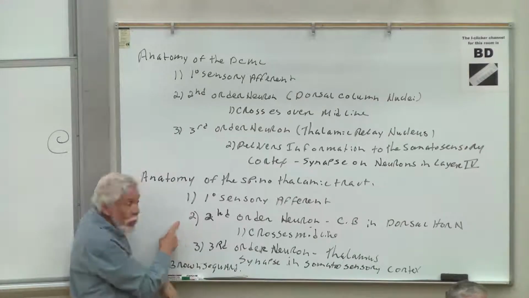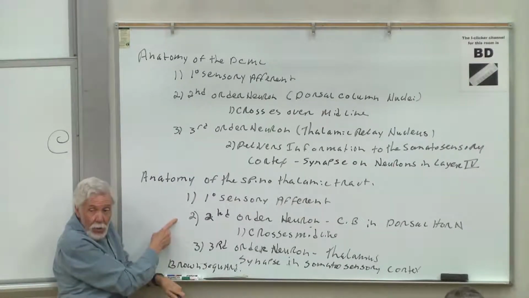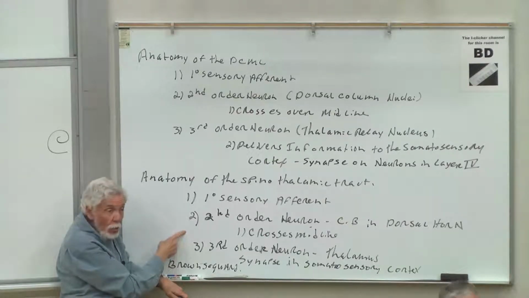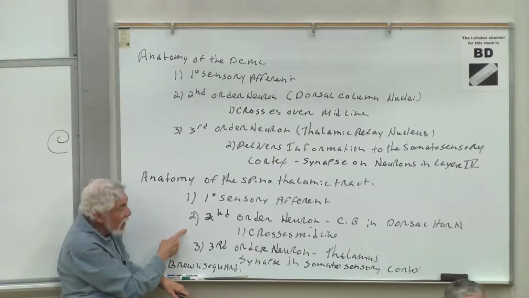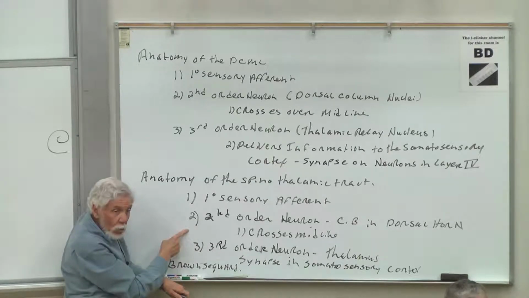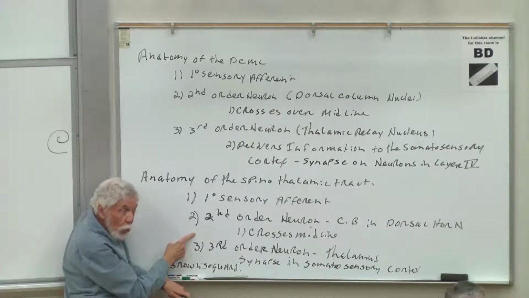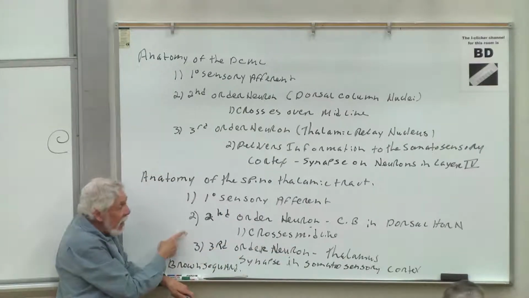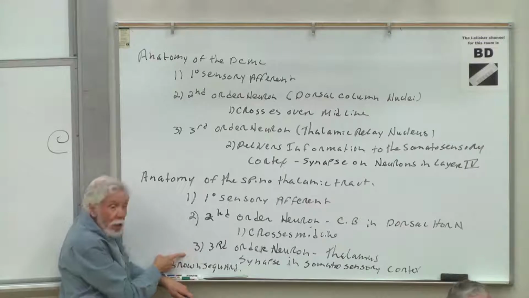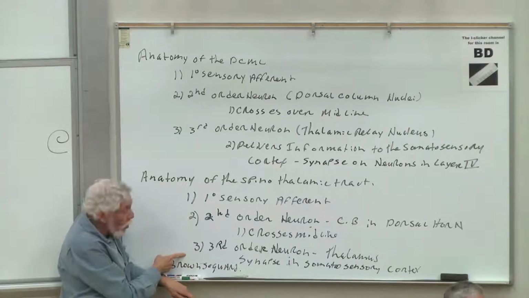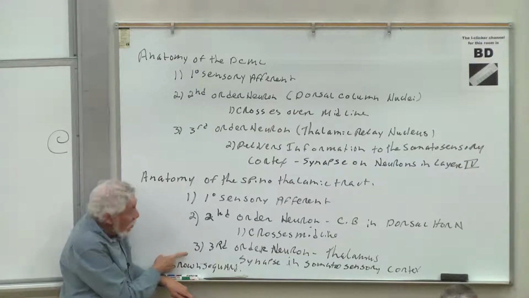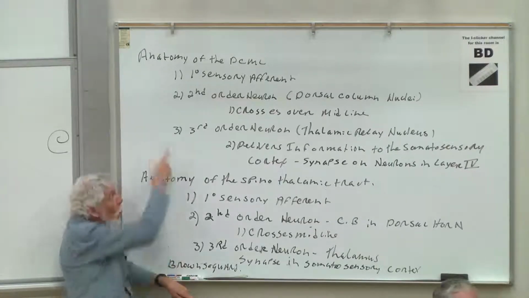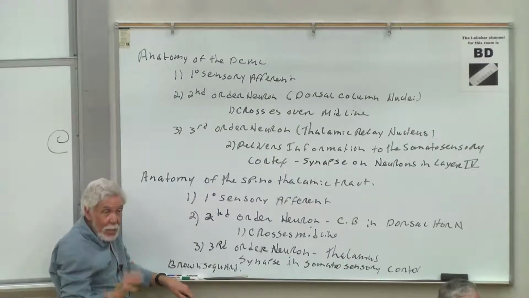That isn't true for the spinothalamic tract. In the spinothalamic tract, the primary sensory afferent synapses onto the second order neuron almost immediately after entering the dorsal horn, entering the spinal cord. Then the second order neuron crosses over in the spinal cord and ascends the cord in the spinothalamic tract. So now it forms its synapses onto third order neurons in the thalamus, which then in turn synapse onto neurons in the somatosensory cortex. So we'll walk our way through these 2 ascending pathways.